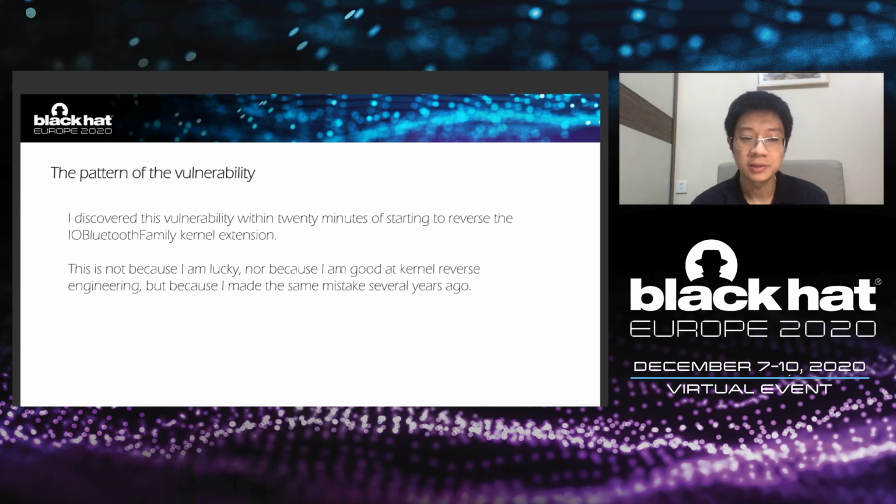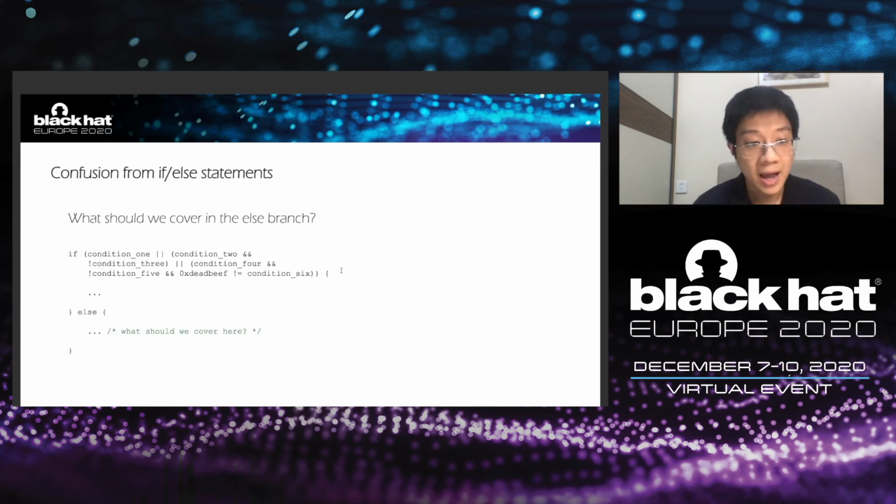I found this vulnerability not because I'm lucky, or because I'm good at kernel reverse engineering, but because I made similar mistakes a few years ago. The pattern of this vulnerability is like this. If someone writes a lot of conditions in an if statement, what situations need to be covered in the else branch? To me, for this case, I don't know. I prefer to rewrite this code.